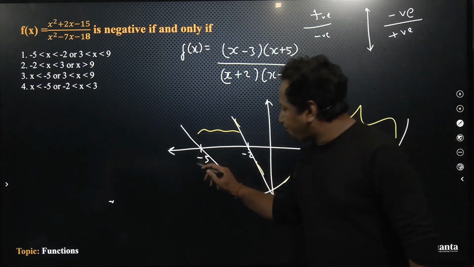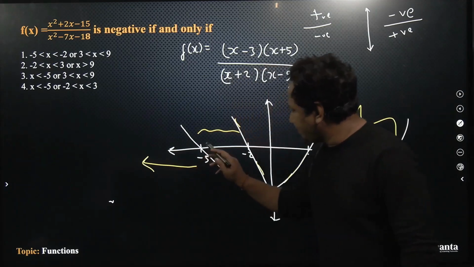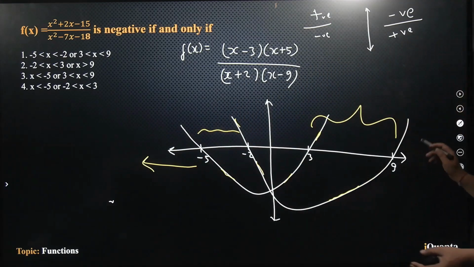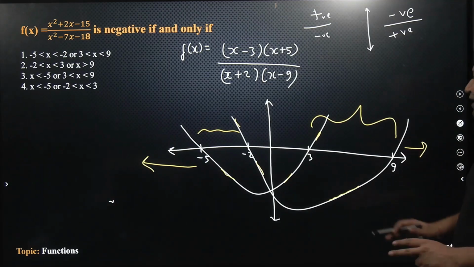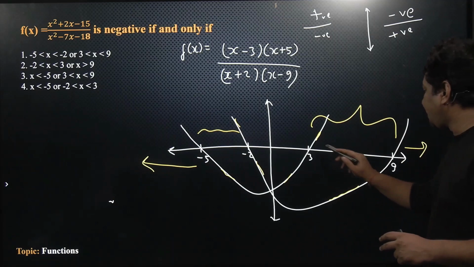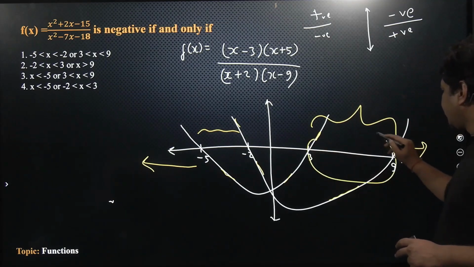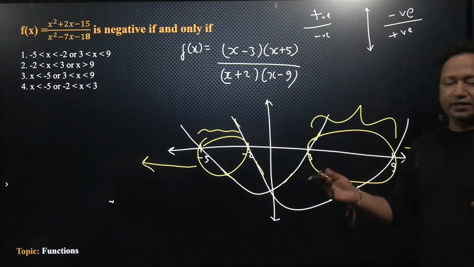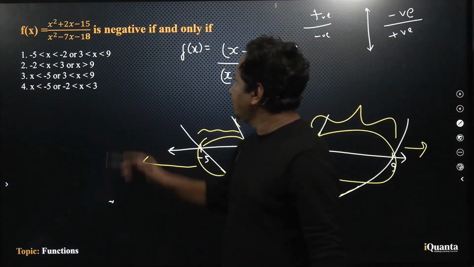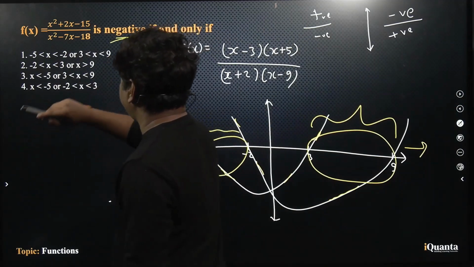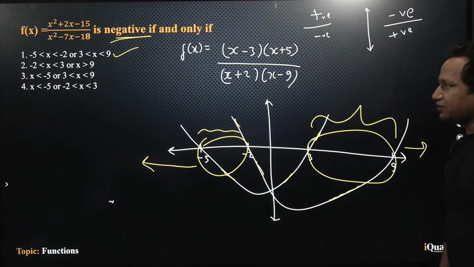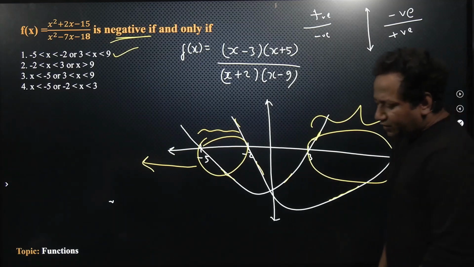If we go beyond minus 5, we can see both graphs will be positive. So that won't be our answer, of course. And similarly, on the right-hand side, beyond 9, both will be positive. That won't be our answer either. So now we have only two intervals, 3 to 9 and minus 5 to minus 2, where one is positive, the other is negative, and the answer will be overall negative. So the first option, minus 5 to minus 2 and 3 to 9, is our answer. So easy.